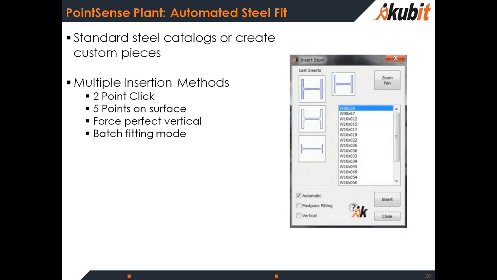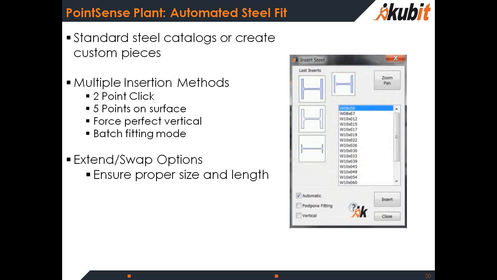We also have a way to force perfect vertical members, and we'll probably be adding the horizontal option as well. This is just for users that want to create a perfect model based off of as-built conditions. And also we have a batch fitting mode, where you just click 2 points on multiple pieces of steel before you actually fit them, and then at the end you just hit OK, and it'll fit all of them at the same time.